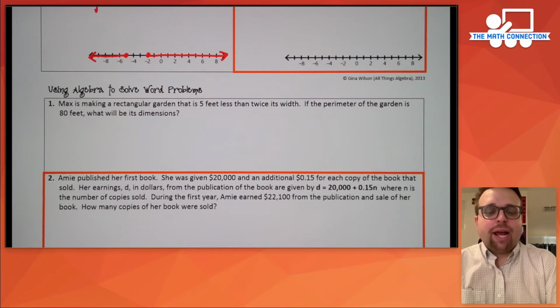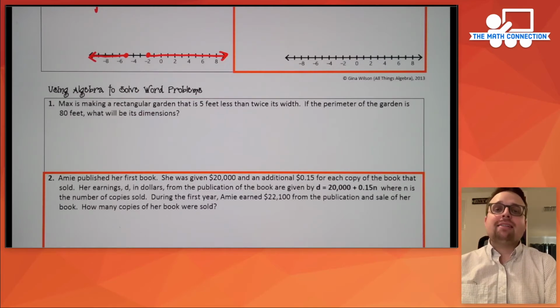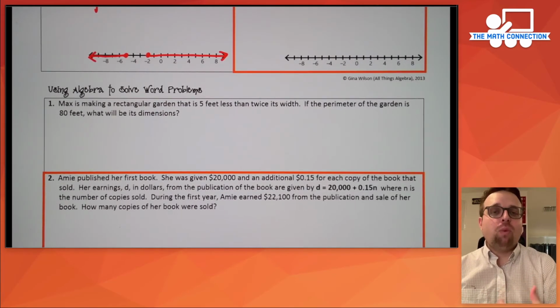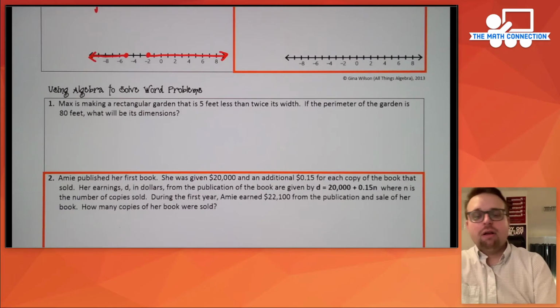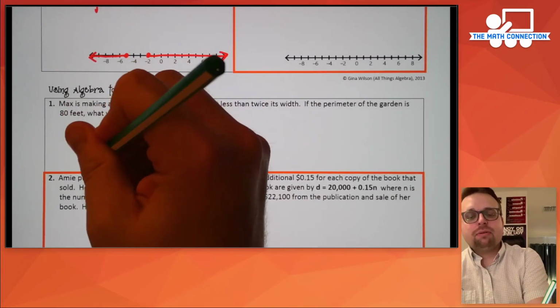Max is making a rectangular garden that is 5 feet less than twice its width. If the perimeter of the garden is 80 feet, what are the dimensions? What they're asking for when they say dimensions is they want to know what's the length of the garden and what is the width of the garden. I know there are only 2 dimensions here because they told me that it's a rectangle, and a rectangle is a 2-dimensional figure. So let's draw a picture.